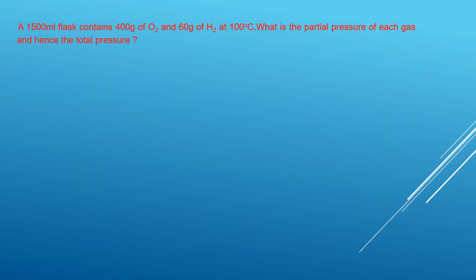In this particular question, we have a 1500 ml flask, which is 1.5 liters, containing 400 grams of oxygen and 60 grams of hydrogen gas at 100 degrees Celsius. What is the partial pressure of each gas? And then you have to calculate the total pressure. So now you can see this question is slightly deviating from the information we were given earlier on. Let's look at our variables. We are given the volume, the mass of oxygen, the mass of hydrogen, and the temperature, which is 100 degrees Celsius. And we have to find the total pressure.